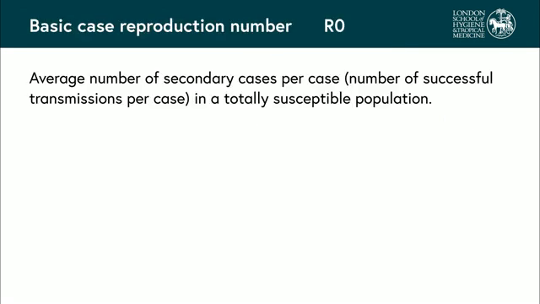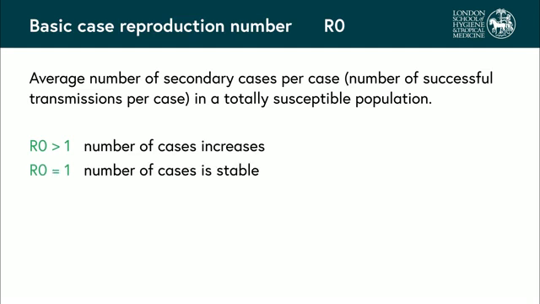The basic case reproduction number R0 is a measure of that spread. It's the average number of successful transmissions per case when everyone in the population is susceptible. While R0 is above 1, case numbers would increase. If R0 equals 1, case numbers are stable. On average, each case gives rise to just one more case. And when R0 is less than 1, case numbers decrease. So it's clearly important to know what R0 is.